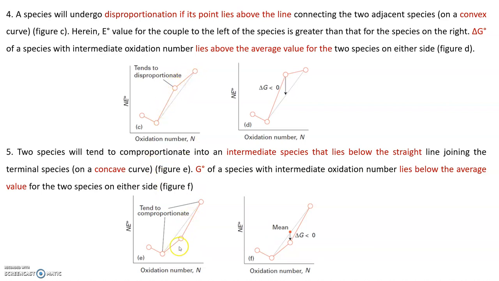Now, similarly, this particular species is lying below the line joining the 2 points. So these two species will undergo comproportionation to this species. And like earlier, the delta Z naught for this species will be lying below the average of these two values. Herein lying above, herein lying below. These are the informations available from the Frost diagram.